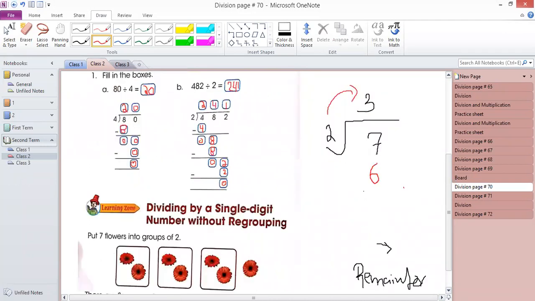Then what is the next step in the division? The next step is to subtract: 7 minus 6. 7 minus 6 is 1. So this 1 is your remainder. When you divide 7 flowers into groups of 2, there will be a total of 3 groups, and 1 flower will be left, without a group.